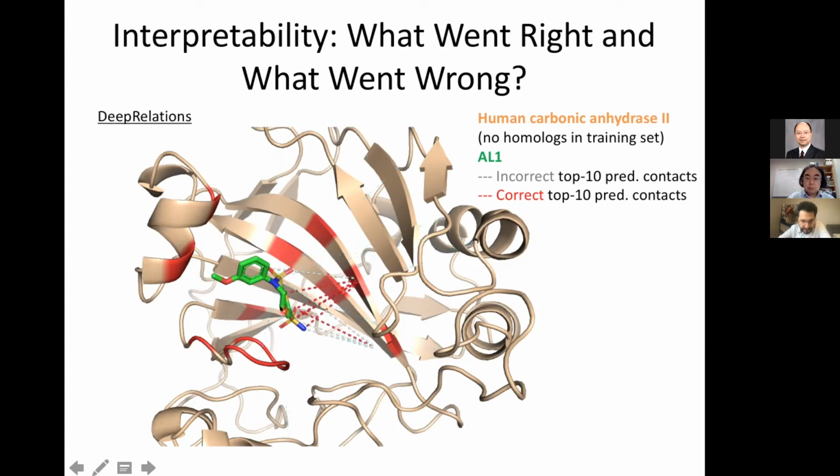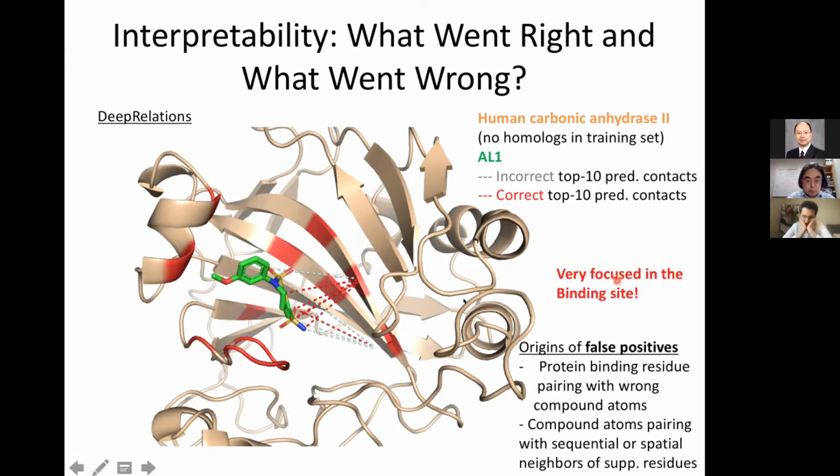And this is DeepRelations. You can see that we have maybe 50% of the predictions correct. But more importantly, compared to before, you see that now these predicted contacts are very much focused in the binding site. I think that's largely thanks to the regularization of attentions. And then there are some origins of false positives. That's just binding not to the correct atom, but to its neighbor.